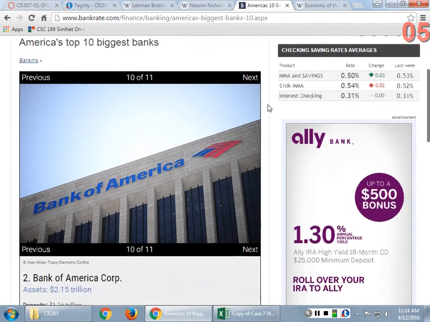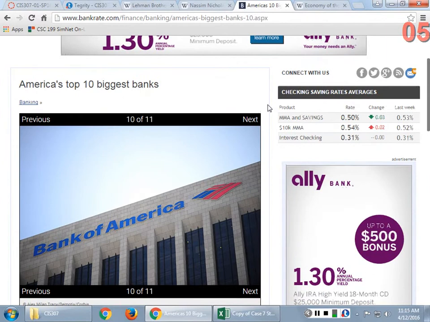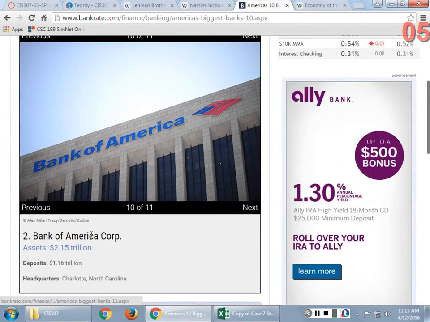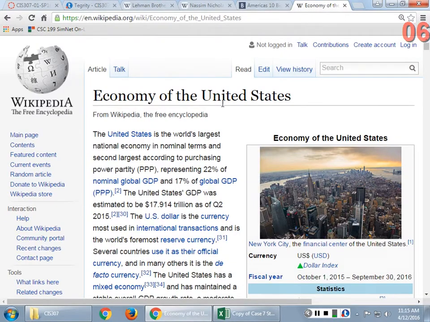Let's say we're talking about Bank of America. By the way, I didn't realize how big Bank of America has become. Now look, they have 2.15 trillion in assets under their management. In other words, they control loans and deposits amounting to $2 trillion, right? Now, what is the overall GDP of the United States? Yeah, I just looked it up, it's like 17 trillion, right?